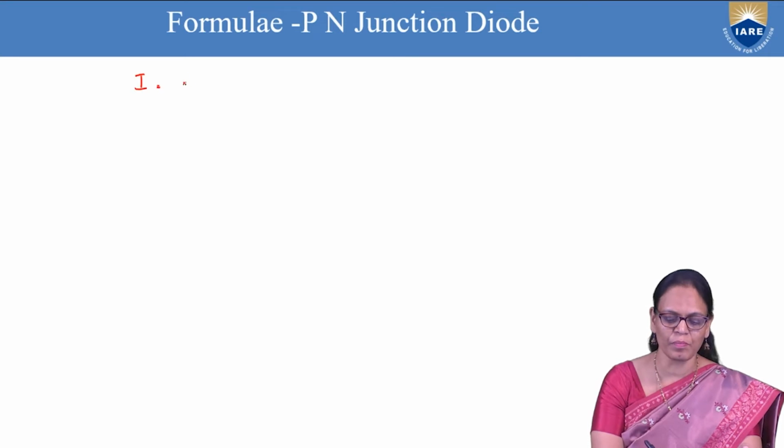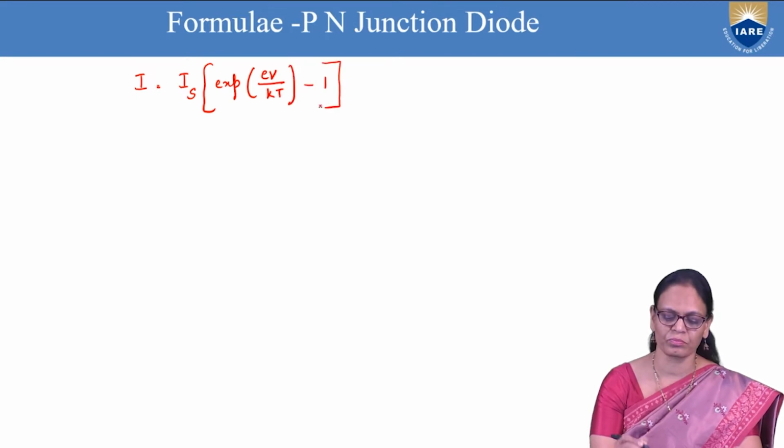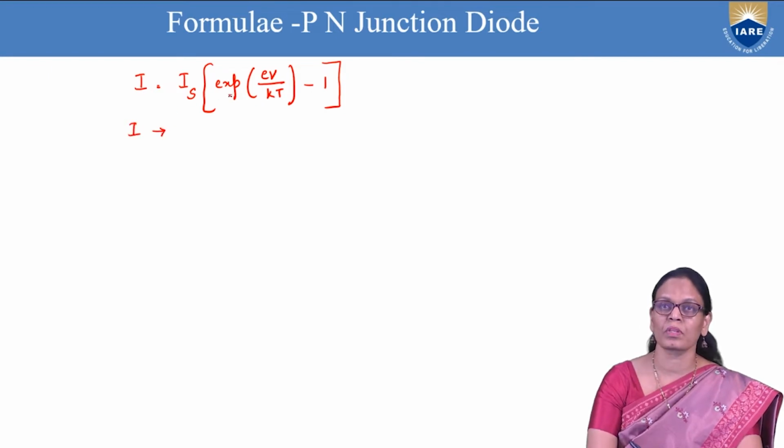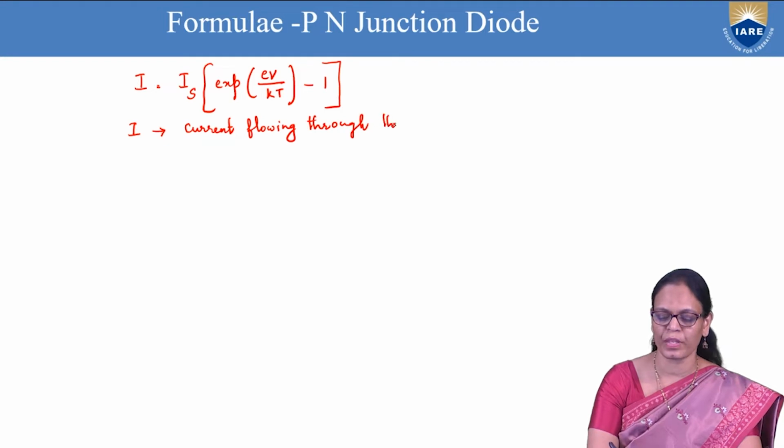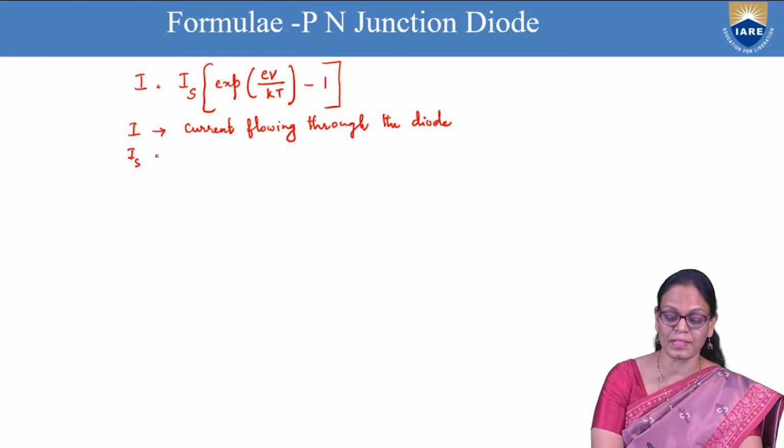So the first one is I is equal to Is exponential eV by kT minus 1. Here I represents the current flowing through the diode, and Is represents the saturation current.